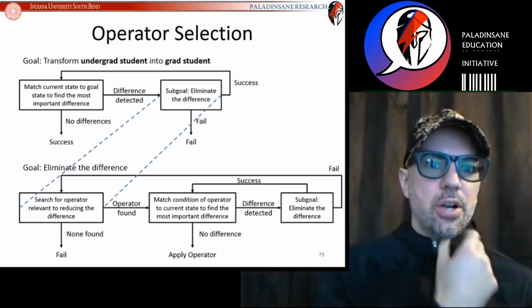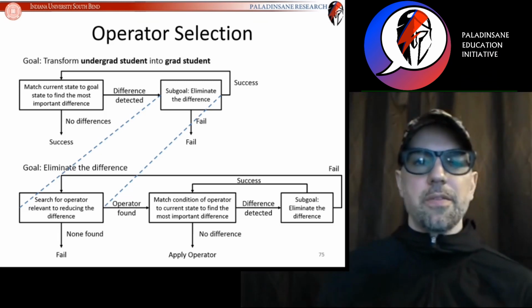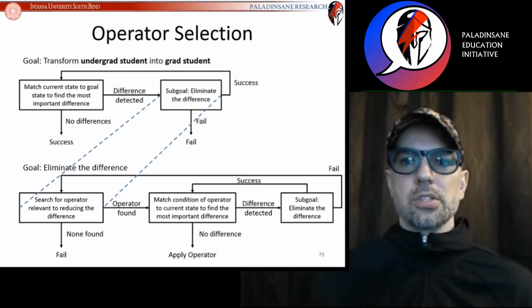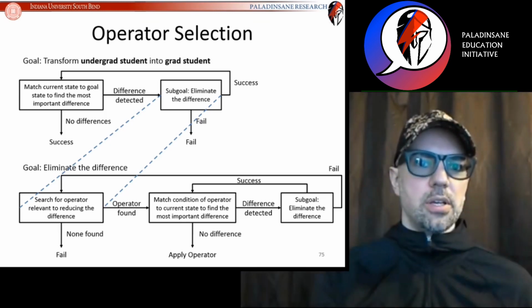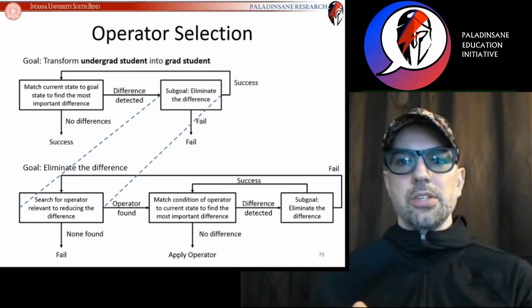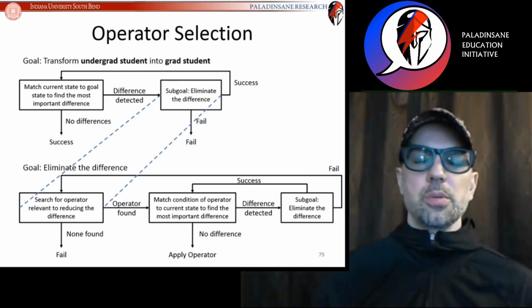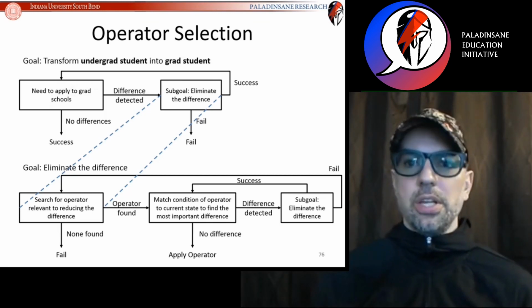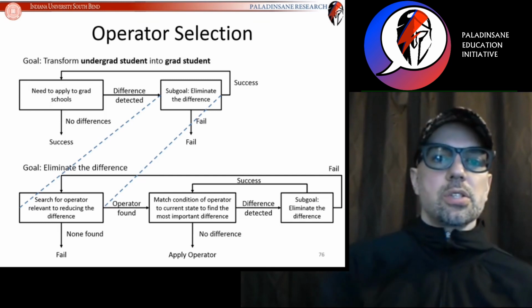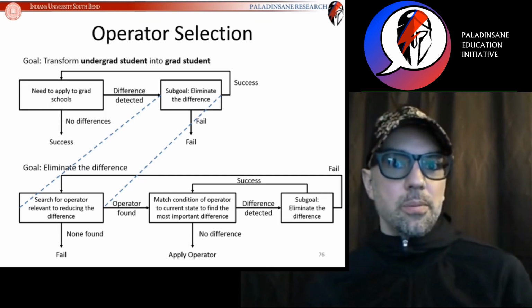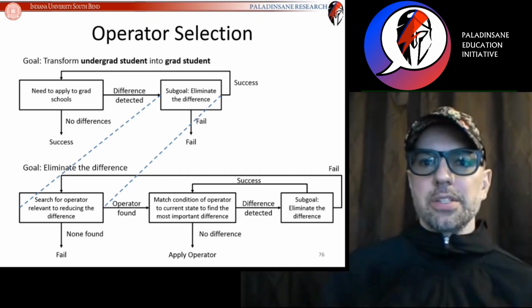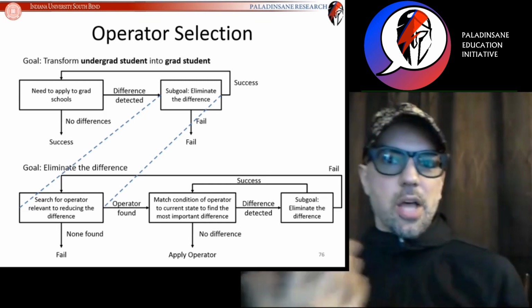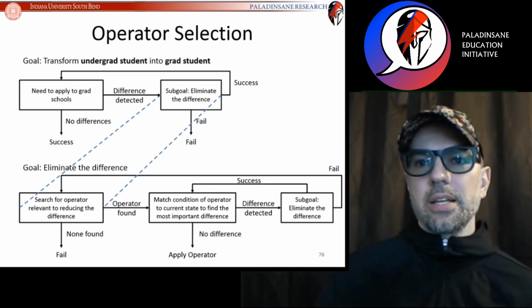Well, you're going to match your current state to the goal state, and you're going to find the most important difference. Your current state is you're an undergrad student. Your goal state is you're a grad student. So what's the most important difference? Well, you might detect that the most important difference is that you need to apply to grad school. So have you applied to grad school? If not, there's a difference detected, and your sub-goal now is to eliminate that difference.